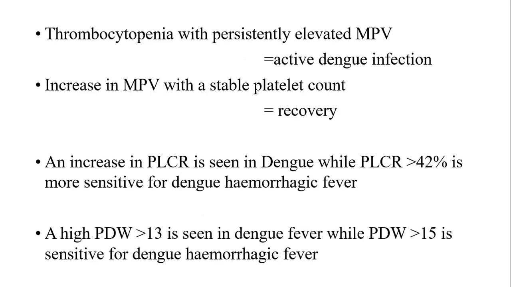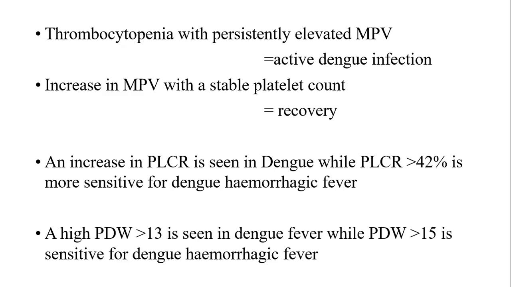So if there's a low platelet count with persistently high mean platelet volume, that suggests that the patient has an active dengue infection. And if there's an increase in mean platelet volume with a stable platelet count, that indicates recovery from the infection. In all dengue patients, there's a rise in PLCR, but if it exceeds 42%, it is highly sensitive for dengue hemorrhagic fever.